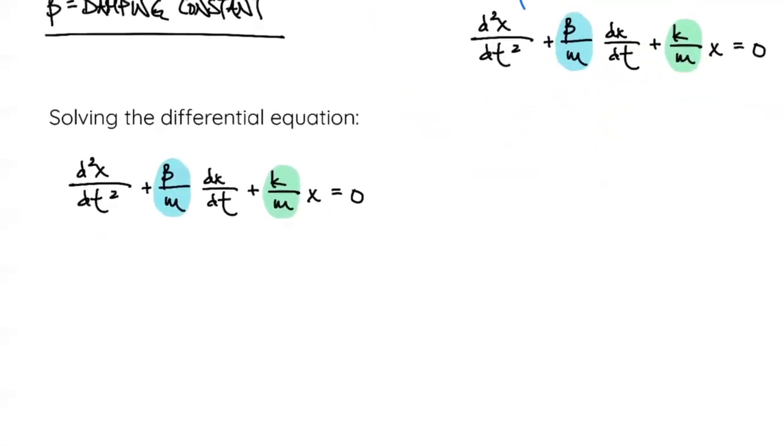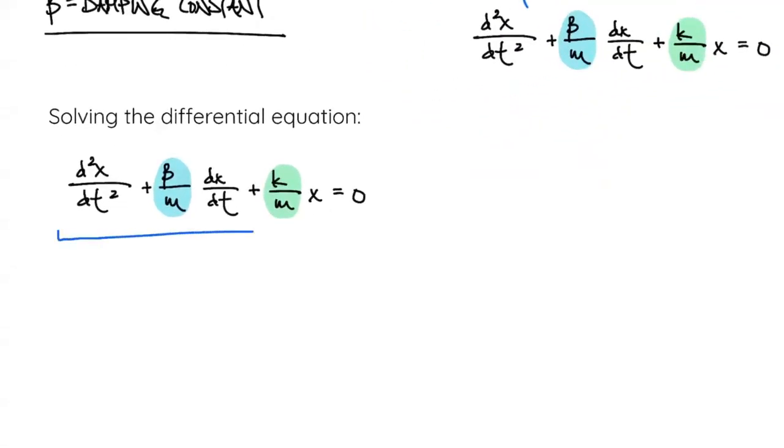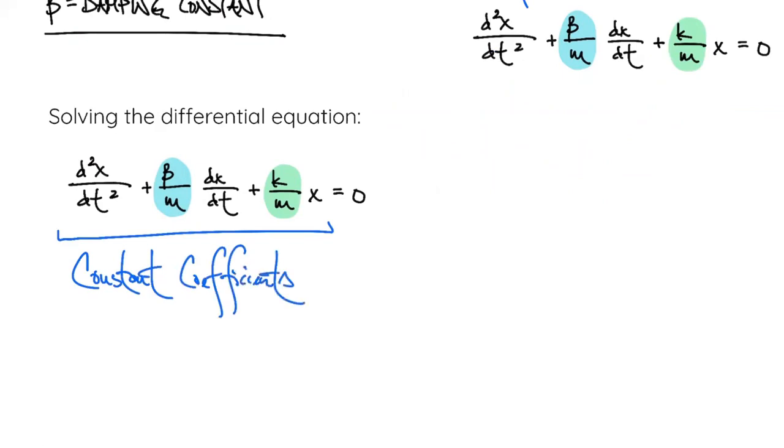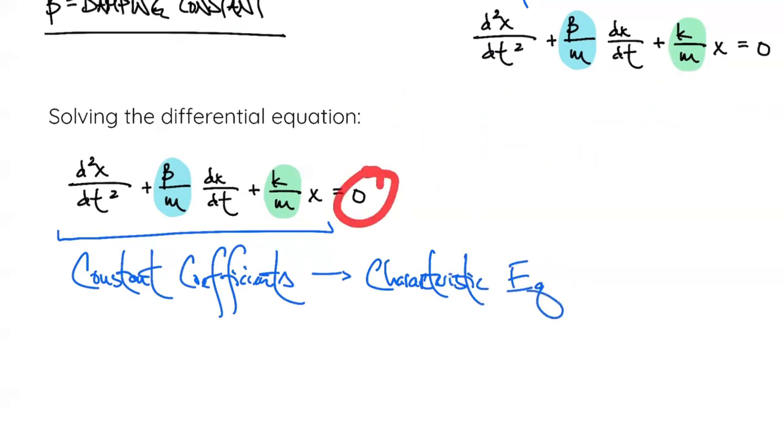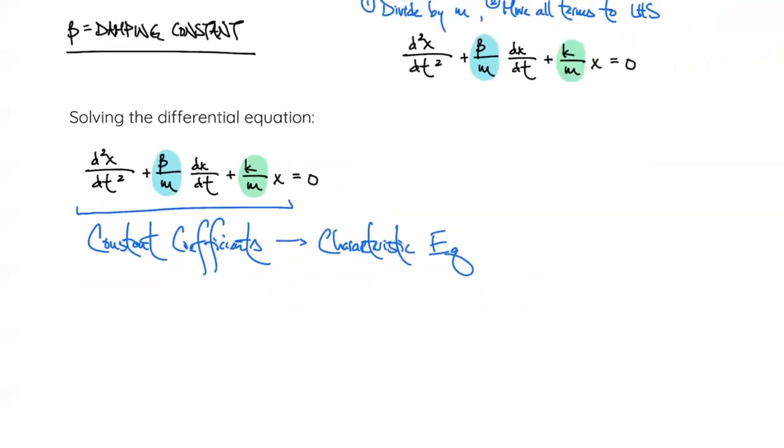So this still gives us constant coefficients, which means that we're still going to use our characteristic equation because we have constant coefficients and it's homogeneous. Now, if it's factorable, excellent, definitely factor.